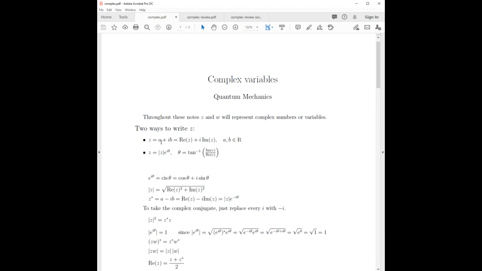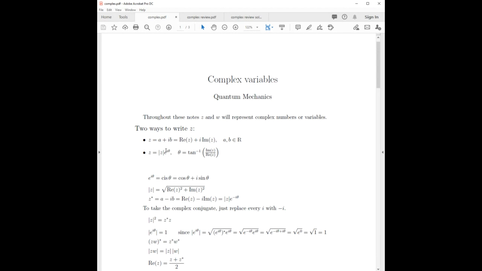So Z, we could write it as a real part plus i times an imaginary part right here. Or we could write it as our complex number's modulus, that's this absolute value. It's a generalization of the idea of the absolute value. We'll come back to what this modulus is. We can think of it as like the magnitude of a vector even. And so modulus times e to the i a phase right here.